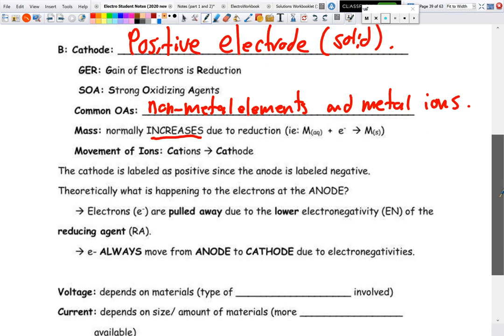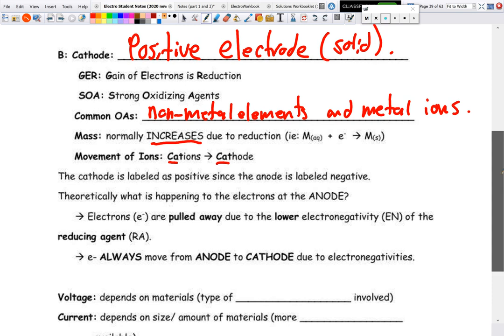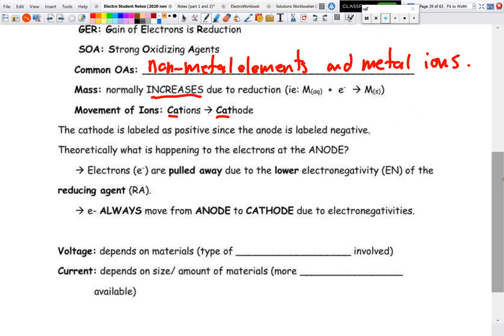And of course, for the movement of the ions, cations move towards the cathode. Now the cathode is labeled positive since the anode is labeled negative, and the reason the anode is labeled negative is that it's the source of the electrons, right? Electrons are negatively charged, so they come from the negative end. Technically, what's happening at the anode is the electrons are being pulled away due to their lower electronegativity. So this still goes back to the whole thing.